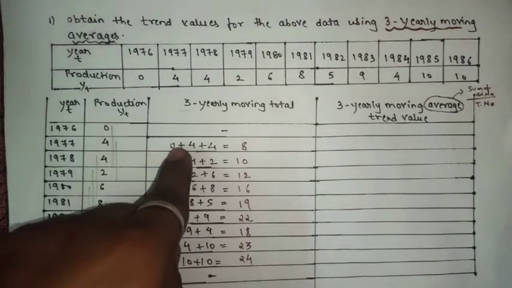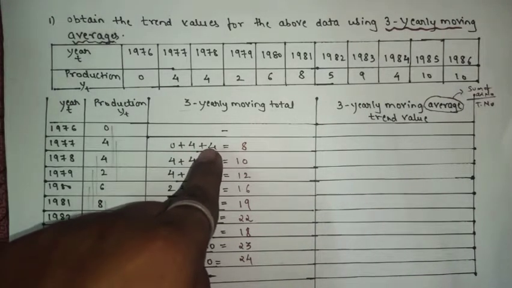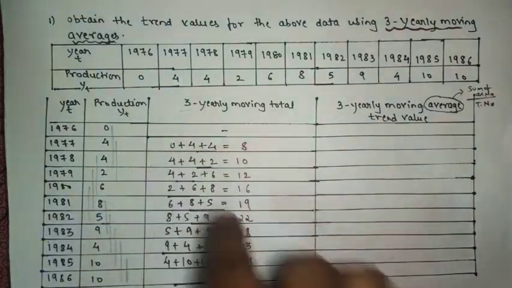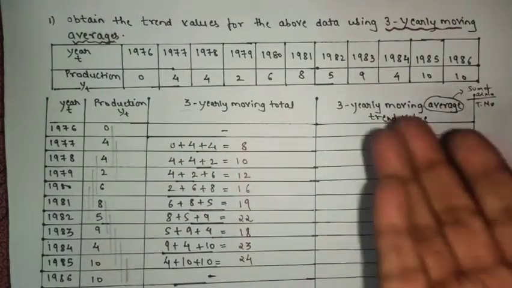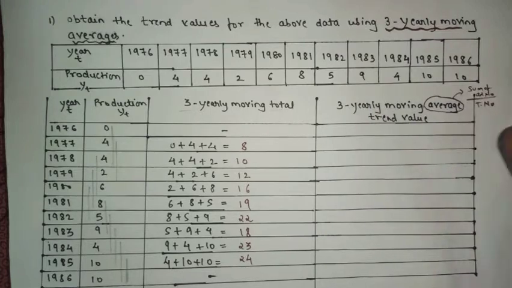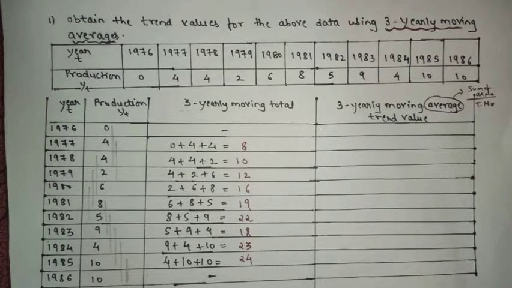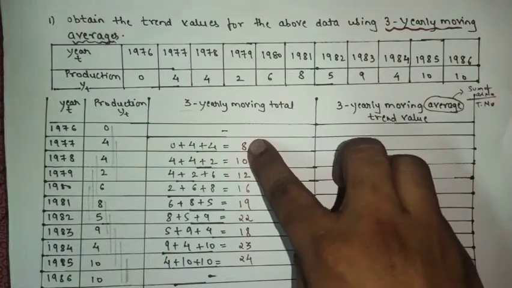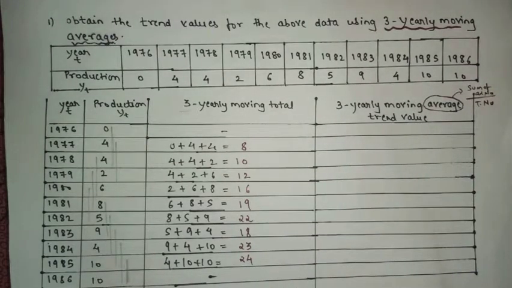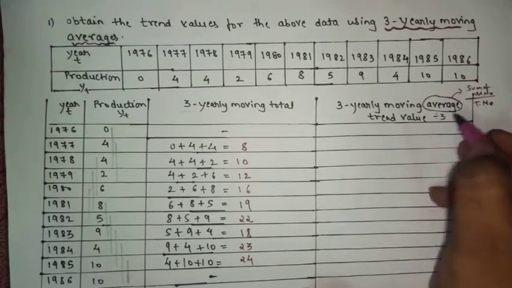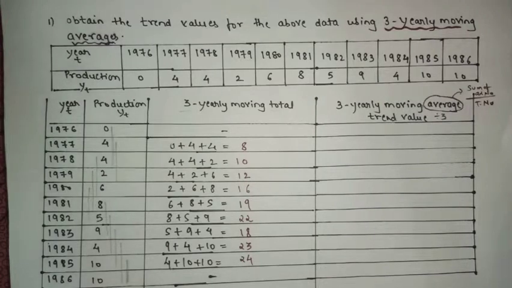So the sum of all numbers, here it is 0 plus 4 plus 4, that is 8, and divided by the total number. How many numbers are there? 3. And that is what we have to find, the 3 yearly moving average. So simply, for the last column, you will divide each and every number by 3, because it is based on 3 yearly moving average. So dividing by 3, now we'll see.